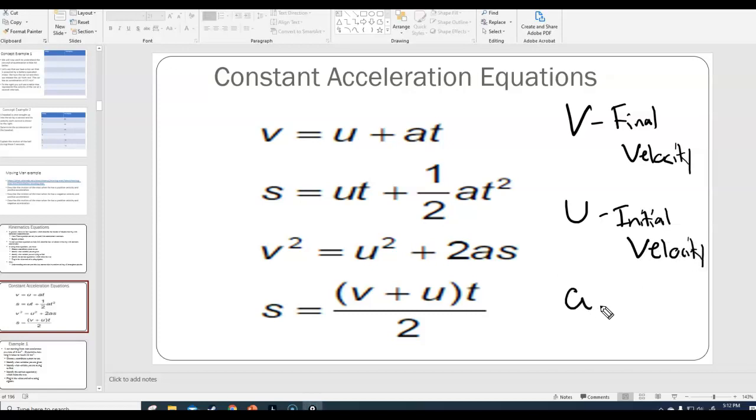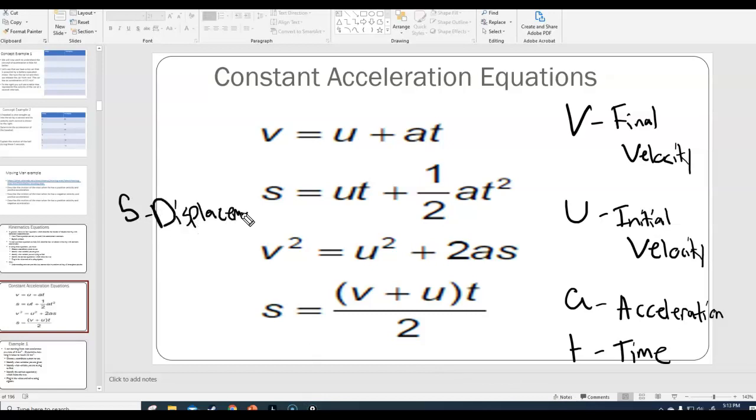Okay, A, we know is acceleration, typically measured in meters per second squared. T is time, obviously typically measured in seconds. And then S, I'll just put over here because I ran out of space, represents displacement. Remember, that is final minus initial position. Okay, we talked about that in the last video. Now there's 4 equations, and so the question I always get asked is, how do I know which equation to use?